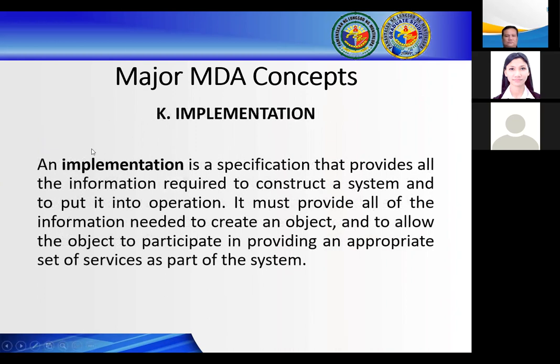An implementation is a specification that provides all the information required to construct a system and to put it into operation. It must provide all of the information needed to create an object and to allow the object to participate in providing an appropriate set of services as a part of the system.